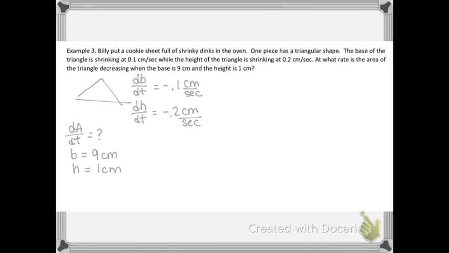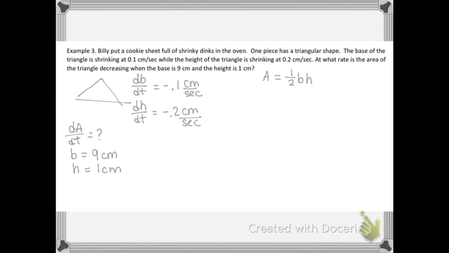So our previous triangle problem used the Pythagorean theorem, and this one is talking about the area of a triangle. So we're going to use the area formula for a triangle. None of these quantities remain constant. A, B, and H are all changing. So we can't plug in anything before we take the derivative.